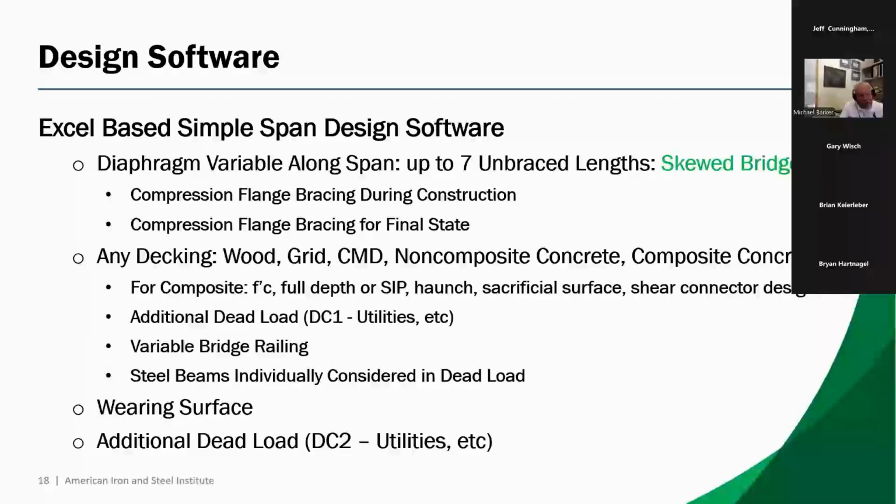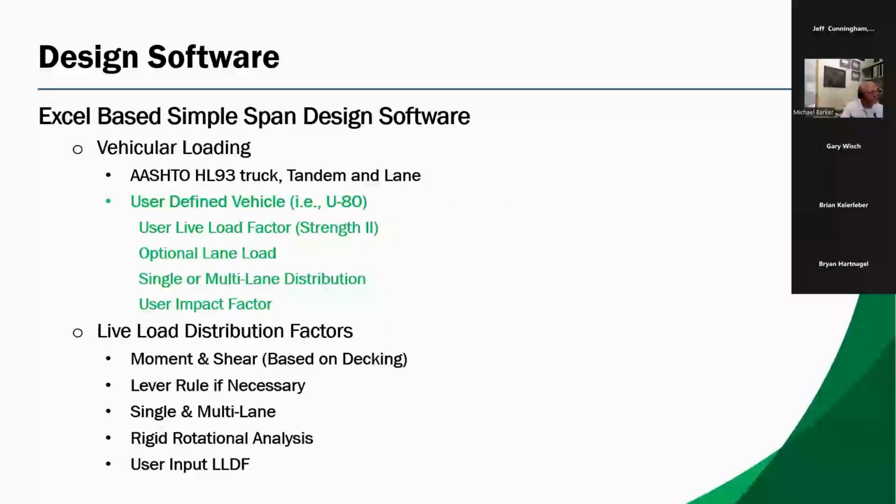We can do any decking that's in the AASHTO book, whether it's a wood or a grid, corrugated metal, non-composite concrete, or composite concrete. For composite, it's fully variable with full depth or stay in place forms for a partial depth. You can have haunches, sacrificial surfaces. It'll do the shear connector design. We can add additional dead loads like utilities or whatever. We can have variable bridge railings. And then the steel beams are individually considered in the dead load, so no assumptions have to be made there. And then overall, again, you can have a wearing surface or additional dead loads after the bridge is built.